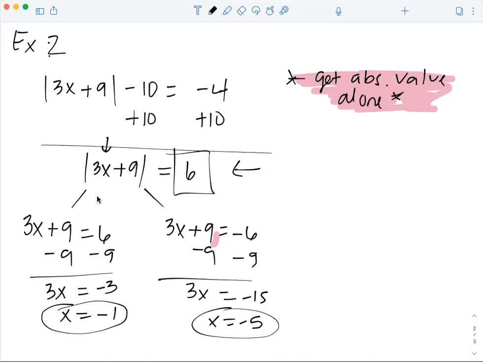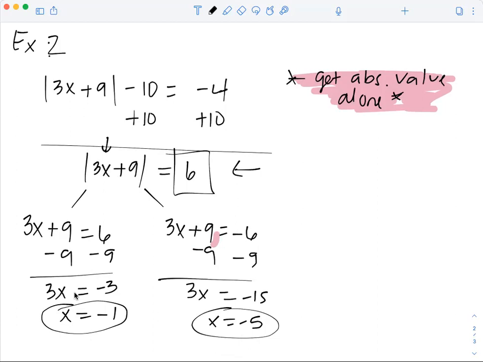If we plug in -1 for x, we get -3 right here plus 9, 6 inside the absolute value, which checks out. Plug in -5, we get -15 plus 9 gives us -6 inside the absolute value, which checks out. So these are our two solutions.